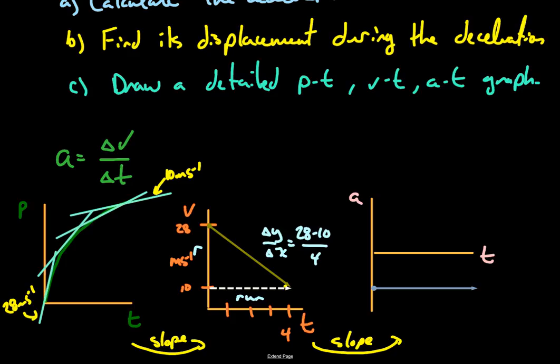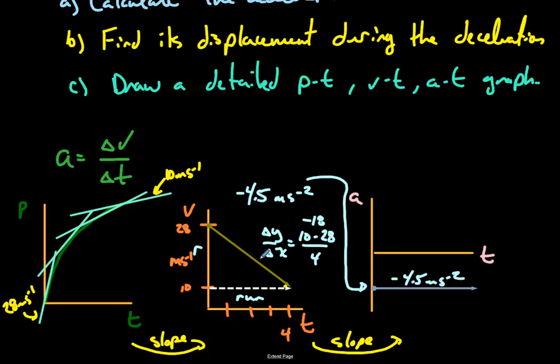Actually, sorry, I just realized something, or it was pointed out to me. It's got to be final minus initial. We have to end up with a negative value here. So it should be 10 minus 28. That should be negative 18 divided by 4, so it should be negative 4.5 meters per second squared. That is what we graph out over here, a constant negative 4.5 meters per second squared. Perfect, phase 1 done.